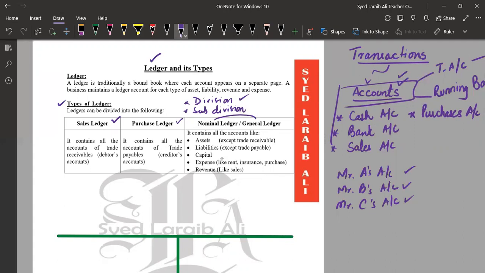So what a business basically does is prepare all these credit customers' accounts in the sales ledger. That means all the trade receivables, all the credit customers' accounts, are actually made in a separate book, which is called the sales ledger. So a sales ledger contains all the trade receivables or credit customers' accounts.